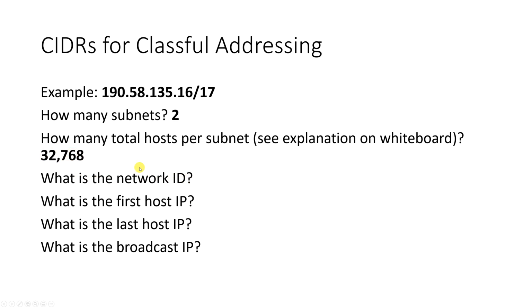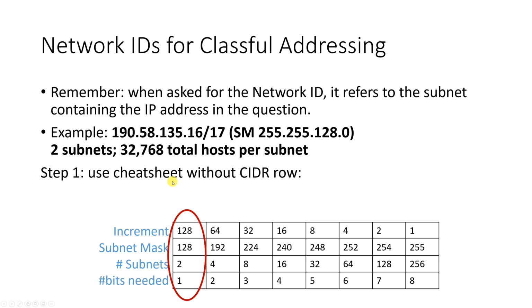How do you answer all of these questions? Well, now you have to remember, when you get questions that are asking for network ID, broadcast IP, first and last host IPs, they are asking for the network ID for the subnet that contains the IP address that you're given in the question. So you are given the IP address 190.58.135.16. So what subnet is that in? Well, you have to figure that out. You know there's 2 subnets, so it's either going to be the first or the second subnet.